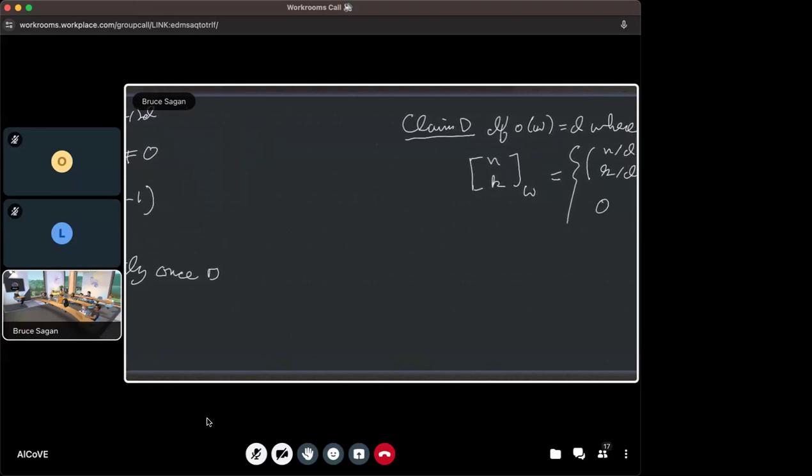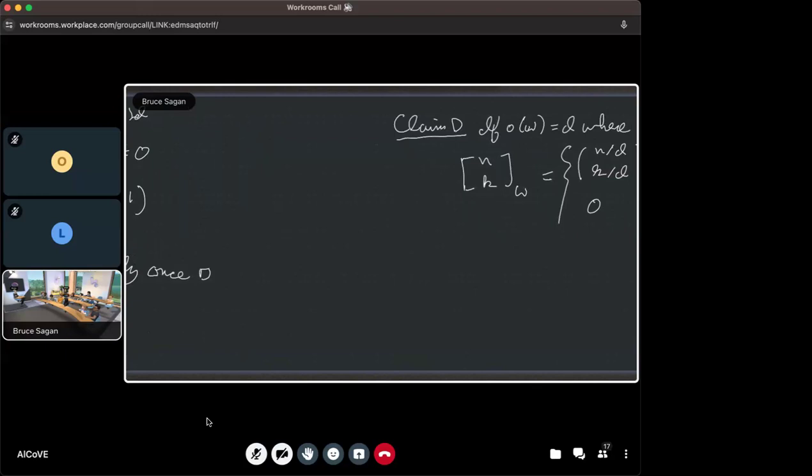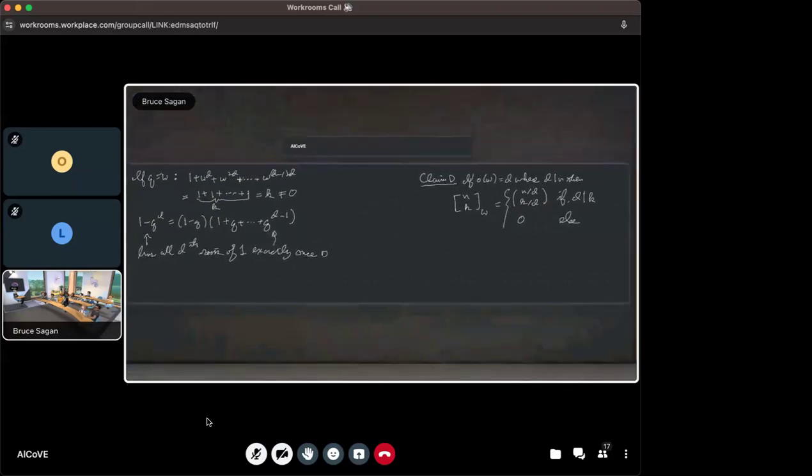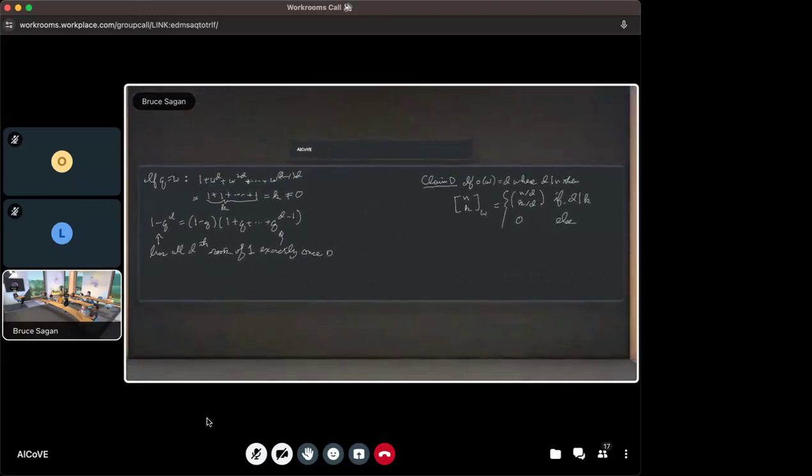And it's zero otherwise. Have we seen that expression before? Yeah, it's exactly the expression we saw for the fixed points. So this will finish us off, right? This will show that those two things are actually always equal. Everybody agree that if we can prove this, we're done?